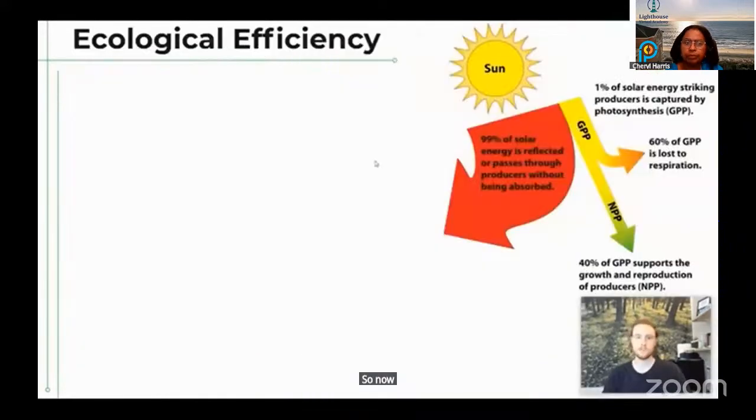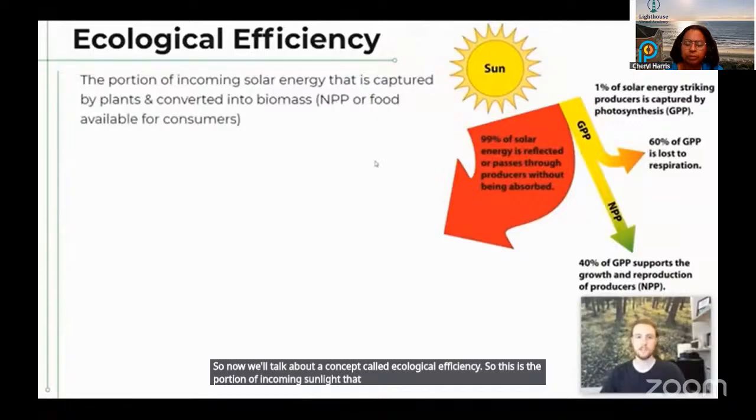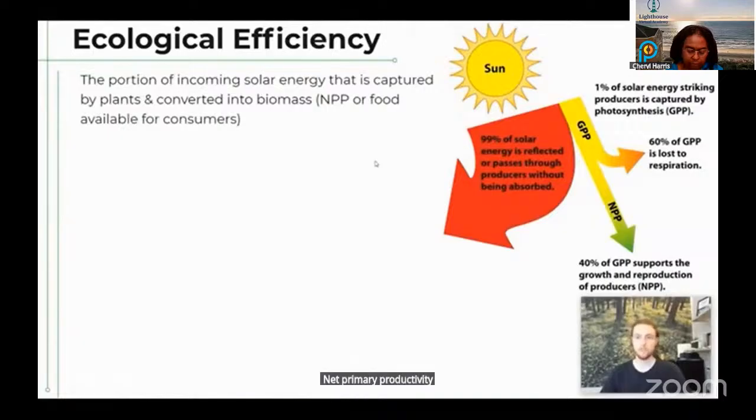So now we'll talk about a concept called ecological efficiency. This is the portion of incoming sunlight that's actually captured by plants and then converted into biomass. So in other words, net primary productivity, or food that's available to consumers.